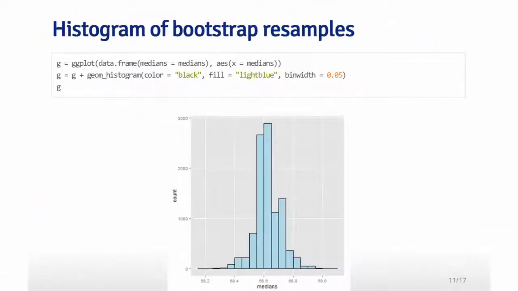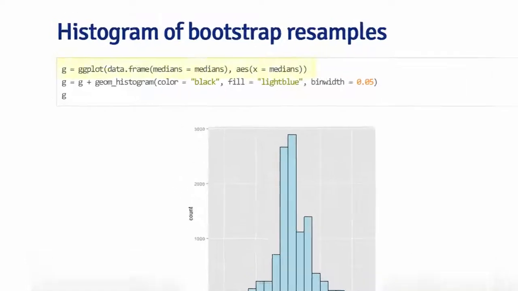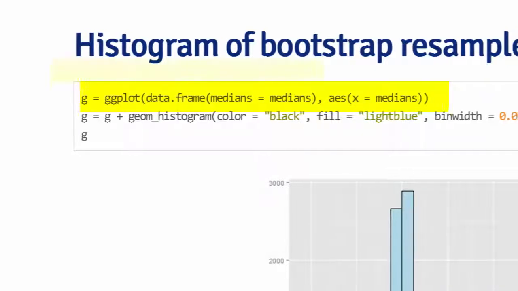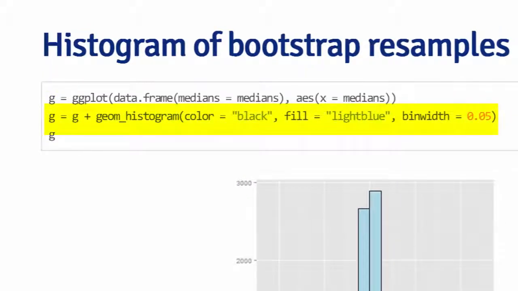Here's my histogram of bootstrap resamples, and this is just always a good thing to do. I did it with ggplot, and so here you see me assigning g the output of the ggplot function. ggplot works on data frames, so I define a data frame as my collection of medians, and then my aesthetic, my x variable, is the medians. Then I'm going to add a layer that is a histogram.